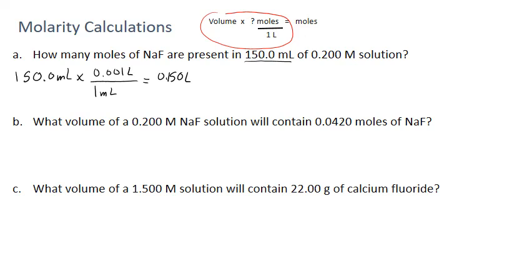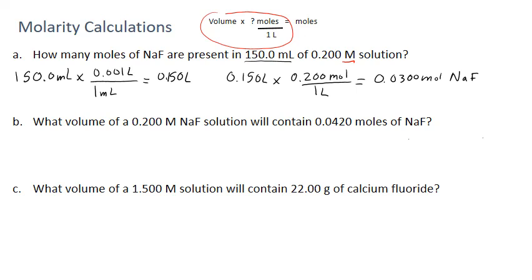The volume in liters can then be multiplied by the molarity, just like the equation we looked at on the previous slide, to calculate number of moles. 0.150 liters multiplied by 0.200. I'm going to convert or switch the capital M to moles per liter. And the result is 0.0300 moles of sodium fluoride in that solution.